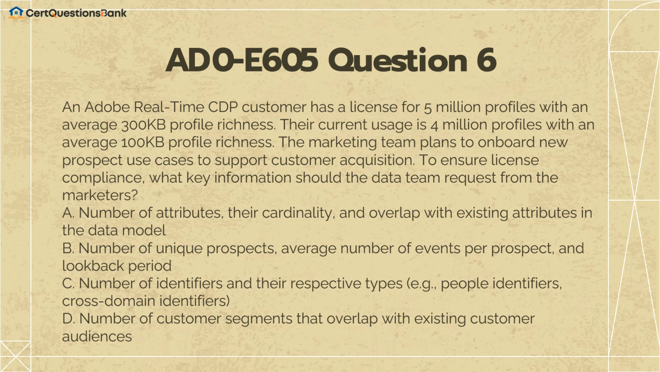A. Number of attributes, their cardinality, and overlap with existing attributes in the data model. B. Number of unique prospects, average number of events per prospect, and lookback period. C. Number of identifiers and their respective types, e.g., people identifiers, cross-domain identifiers. D. Number of customer segments that overlap with existing customer audiences.